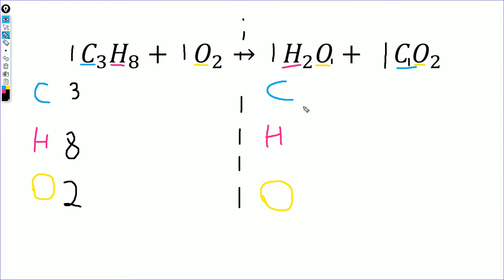I have 1 times 1. That's 1 carbon. I have 1 times 2. That is 2 oxygen. And I have another oxygen here. That's 1 times 1, which is 1. So I not only have 2 oxygens here, but I also have 1 here. So 2 plus 1. That would be a total of 3 oxygens. Now let's count hydrogen. I have 1 times 2. I have 2 hydrogens.